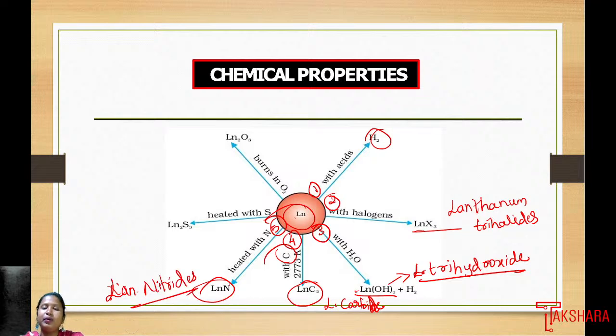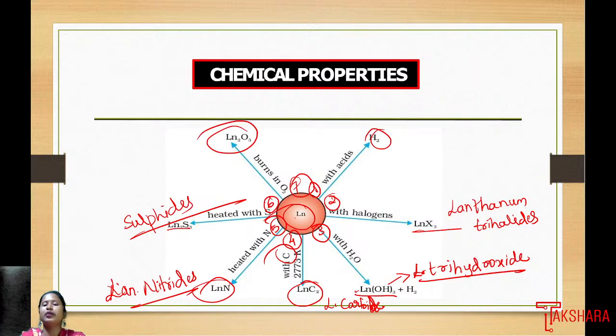Then what happens when lanthanum is treated with sulfur? We'll be getting lanthanum sulfides. The respective sulfides are going to form. Then what happens when lanthanum is treated with oxygen, that is O2? Lanthanum trioxides are going to form.